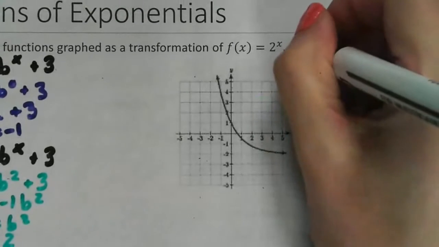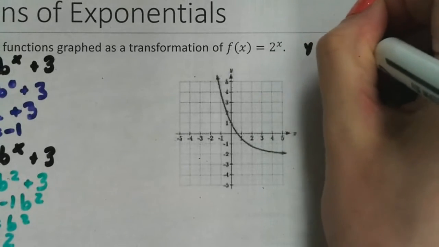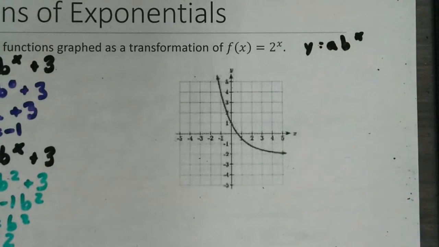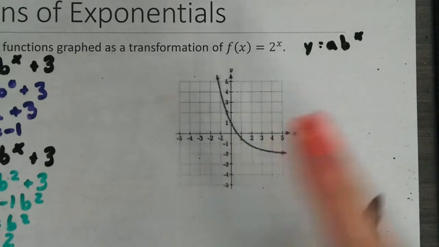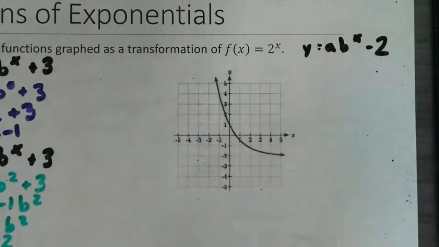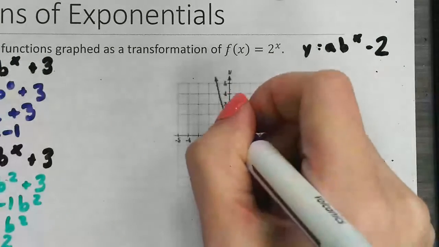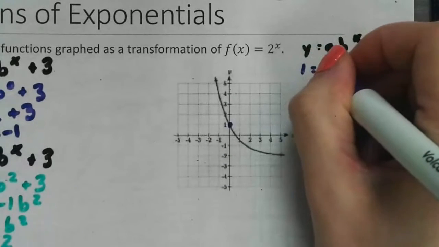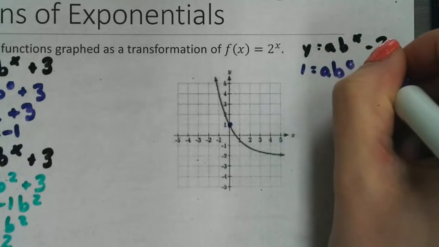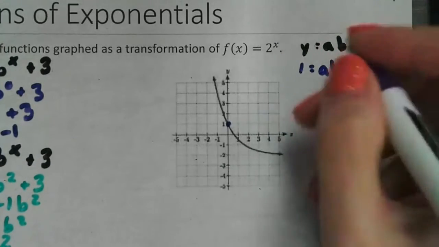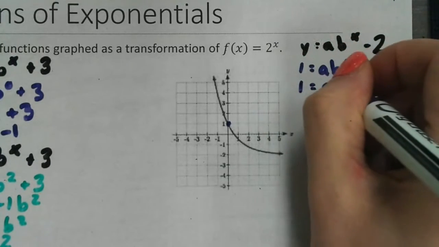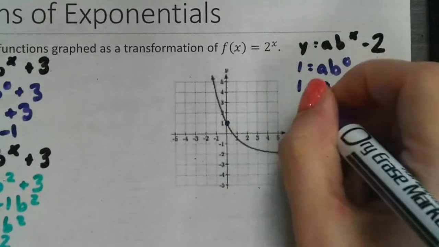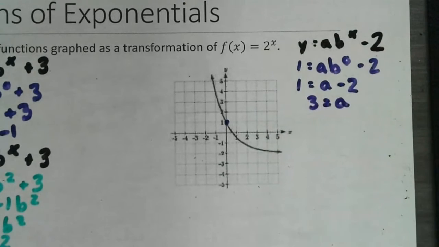We start with y equals ab to the x plus our horizontal asymptote. This time our horizontal asymptote is at -2, so I'll have a -2 out back. I need 2 points on my graph to help me solve for a and b. I'm going to start with my y-intercept, which is at 0, 1. So that'll be 1 equals ab to the 0 minus 2. B to the 0 is 1, so this is 1 equals a minus 2. And if I add the 2 over, I get a equals 3.